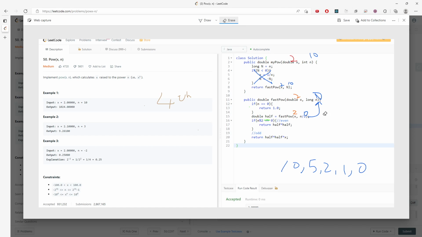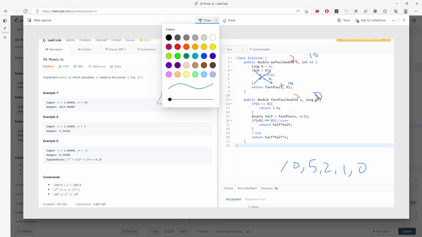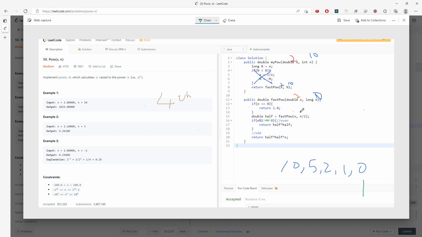And then now does the n is actually equal to 0? True, right? So I will return what? I will return 1, right? Now I'm coming back. So 2, and then I will return, right? So I'm coming back, and then I need to just keep checking. Does my n equal to even? Does my n equal to odd, right?